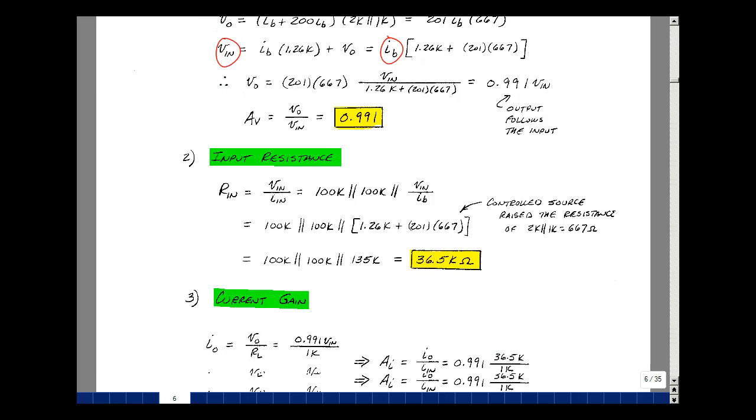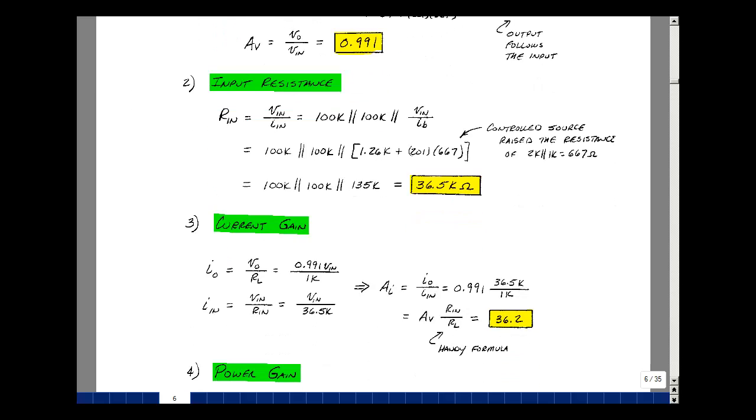Now let's calculate the current gain. Again, I got the same relationships here. The current I out is V out over R sub L, but V out is the voltage gain times V in. The current coming in is V in over R in, and that's going to be V in over the 36.5K. So again, the ratio here, the V ins drop out. The current gain is equal to the voltage gain times the input resistance divided by the load resistance. And that turns out to be 36.2.